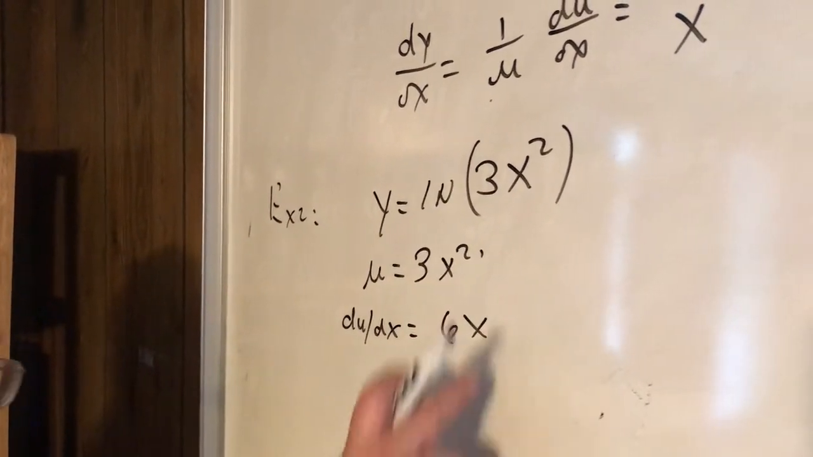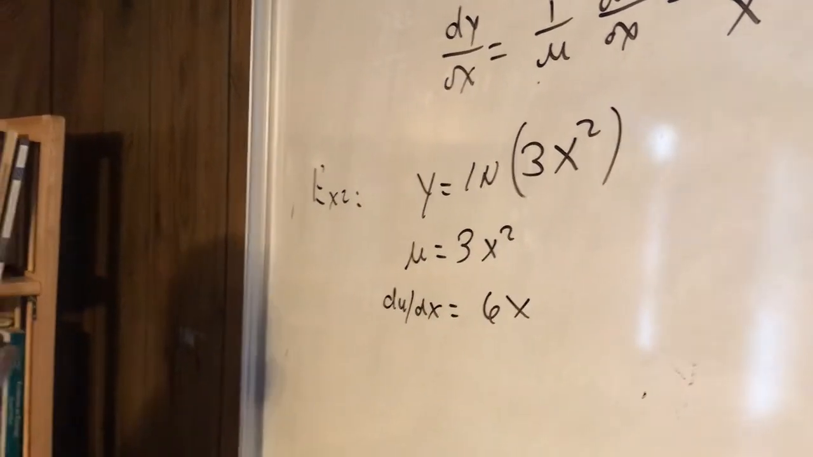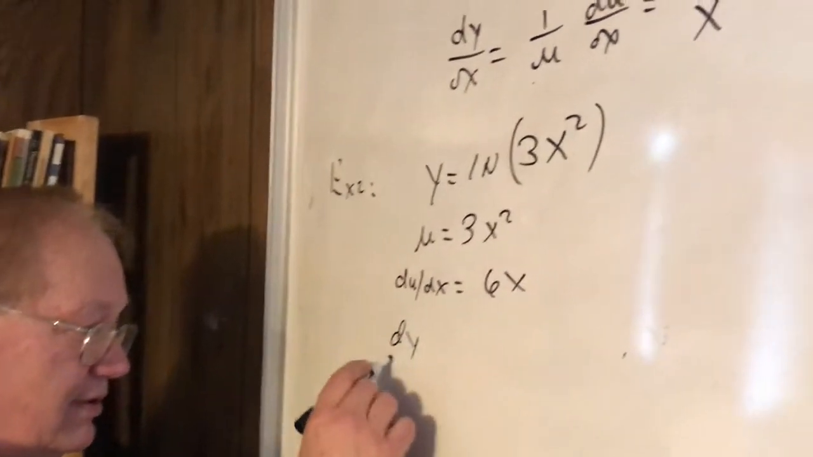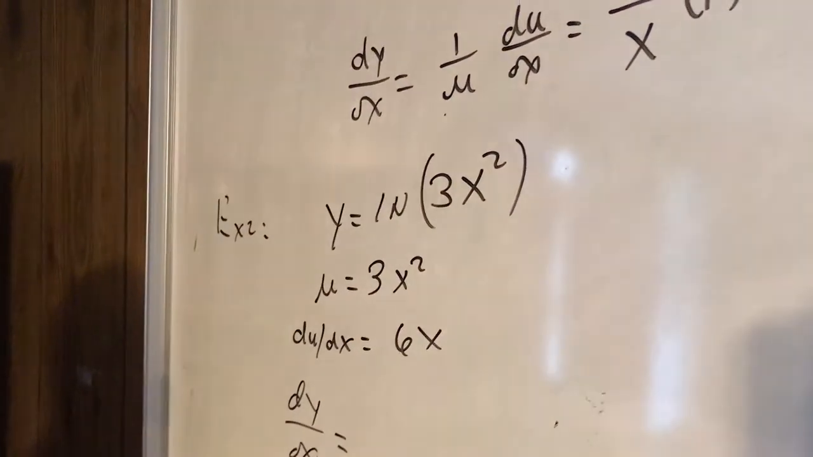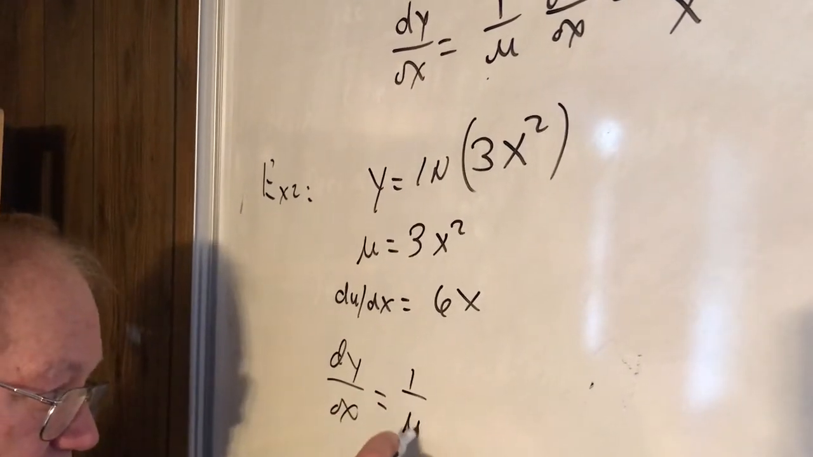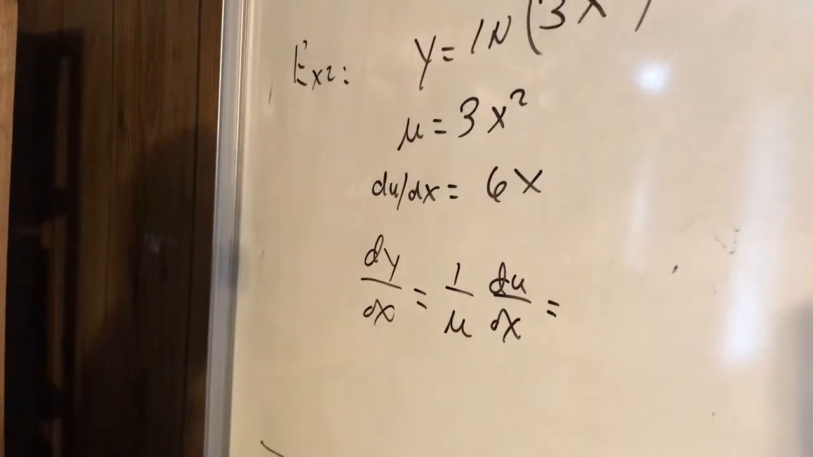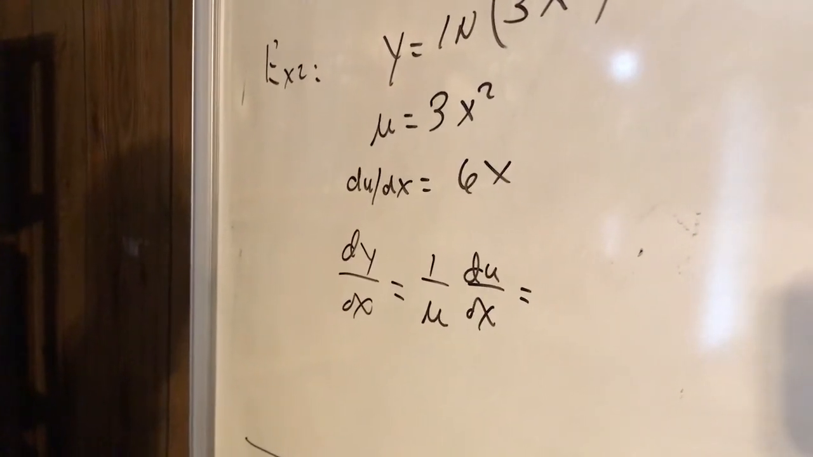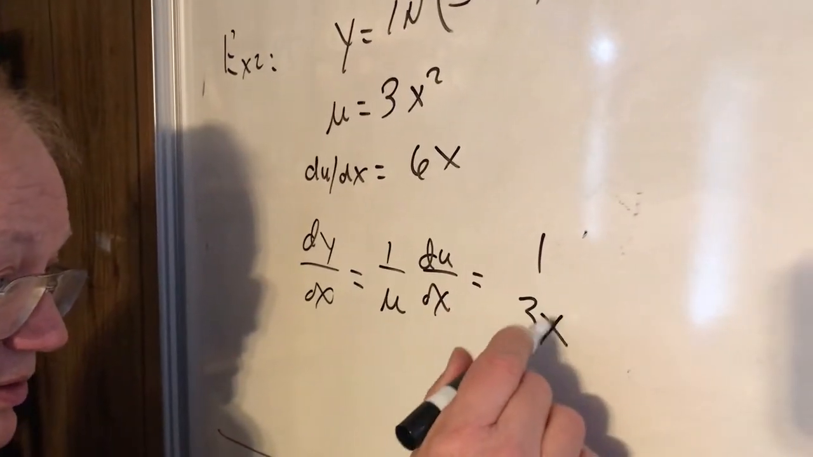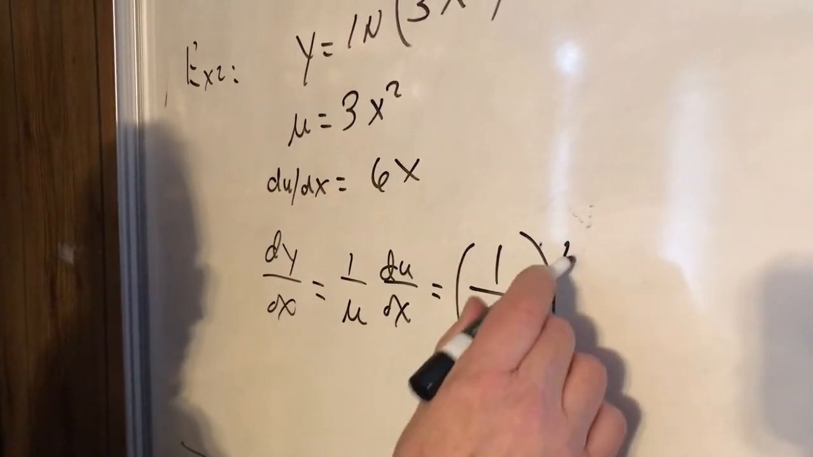Obviously developed while the mathematician was talking to his wife. So dy/dx is going to be 1 over u, or his girlfriend, okay, or his mother. Okay, it's going to be 1 over 3x squared times 6x.